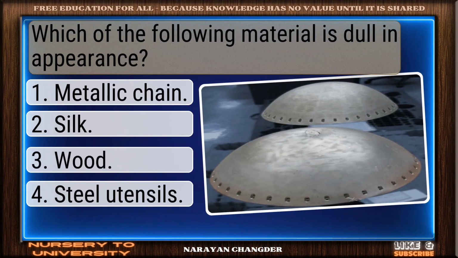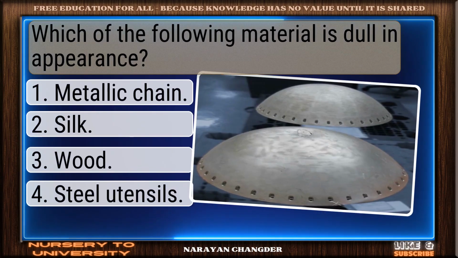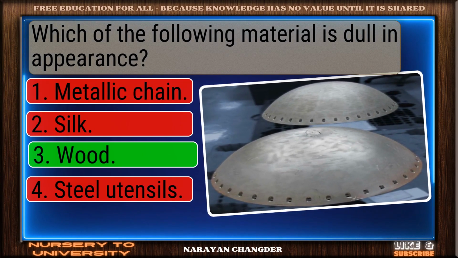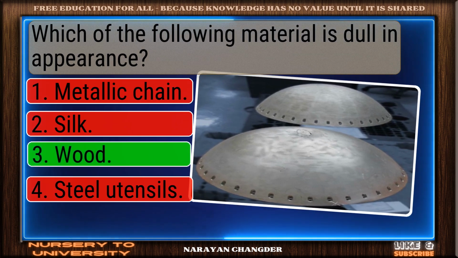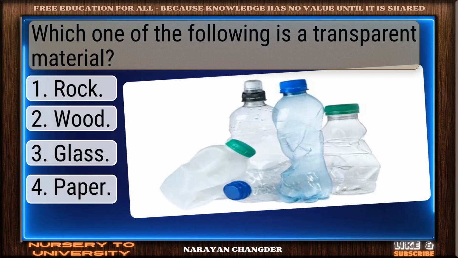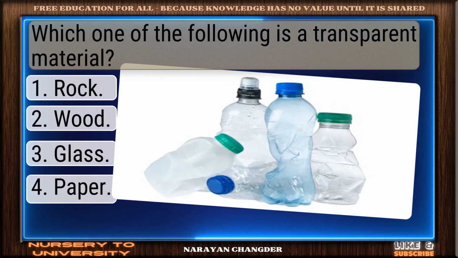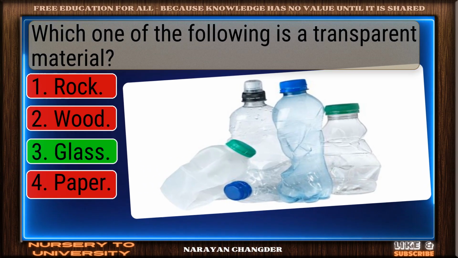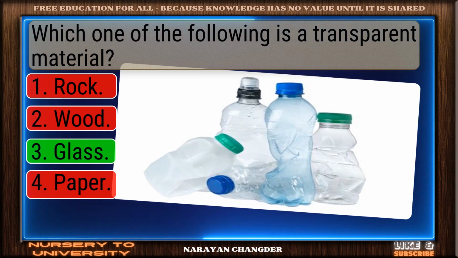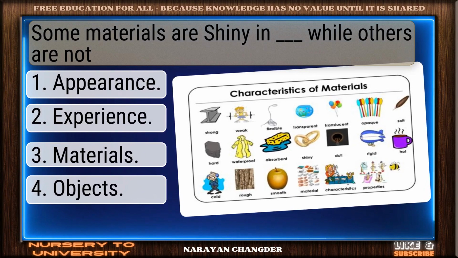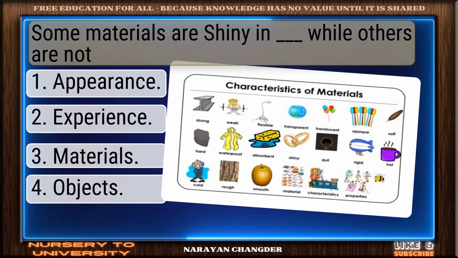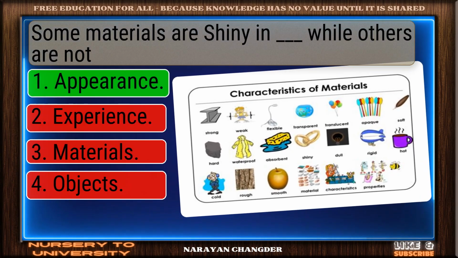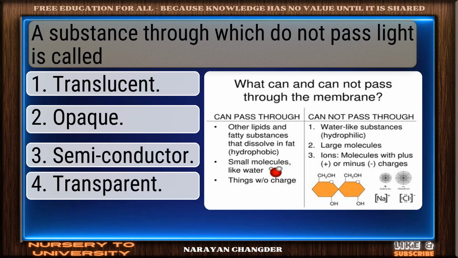Which of the following material is dull in appearance? Well reasoned. Wood is the correct choice. Which one of the following is a transparent material? Correct response. Glass is the most accurate answer. Some materials are shiny in dash, while others are not. Right choice. Appearance is the best answer.